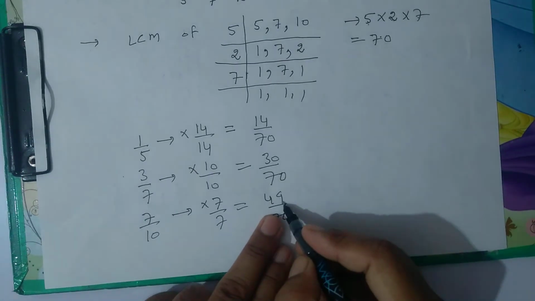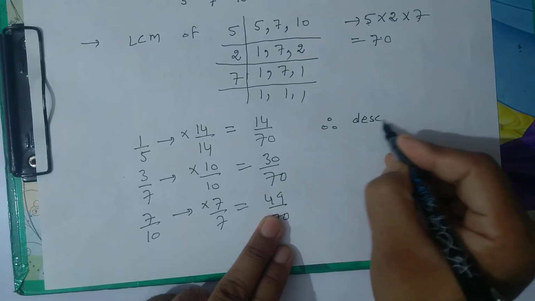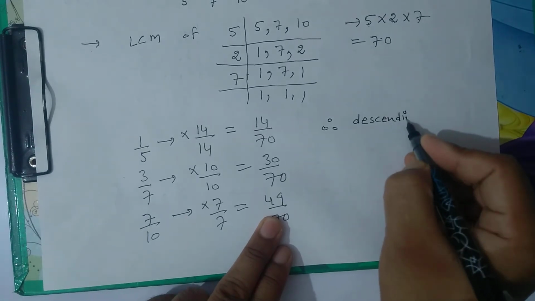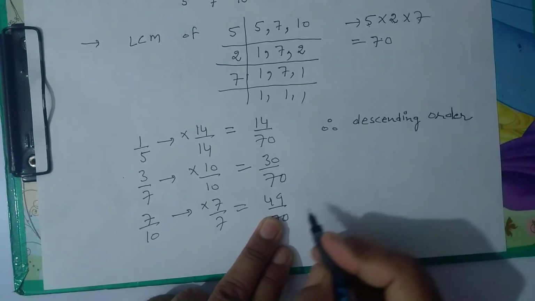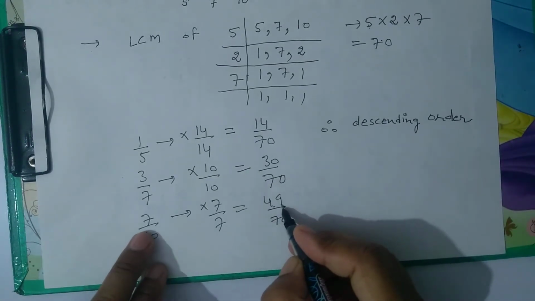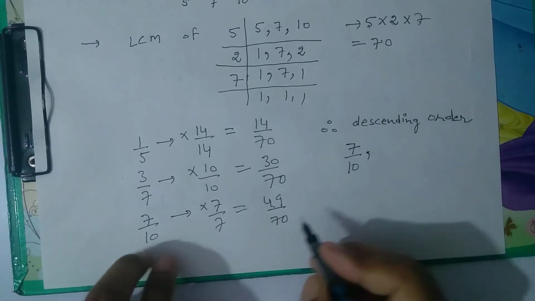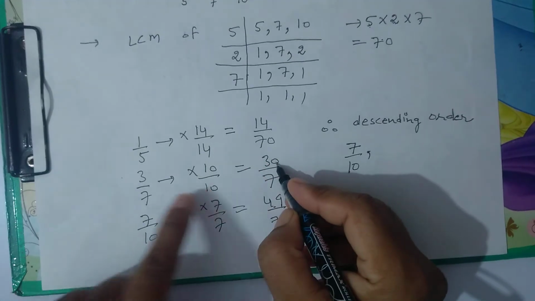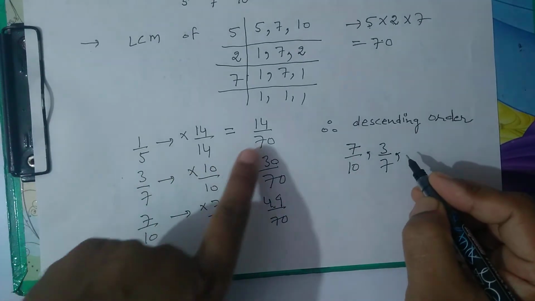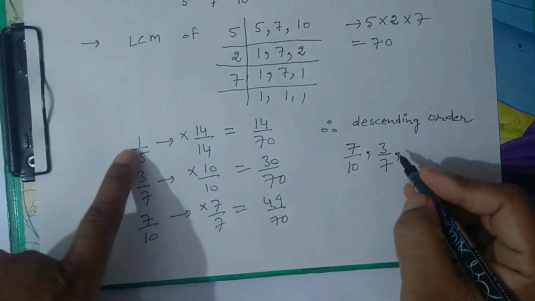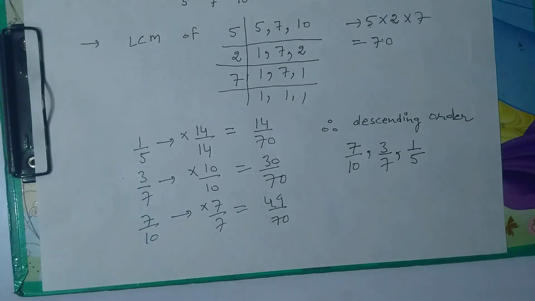So the largest number is, in descending order, largest is 49. 49 means 7 upon 10 first of all. After 49 this is 30. 30 means 3 upon 7. The smallest number is 14. 14 means 1 upon 5, and that is the final answer.